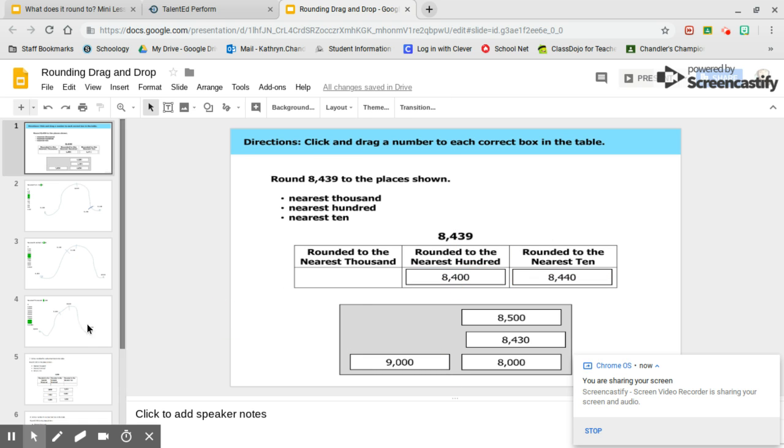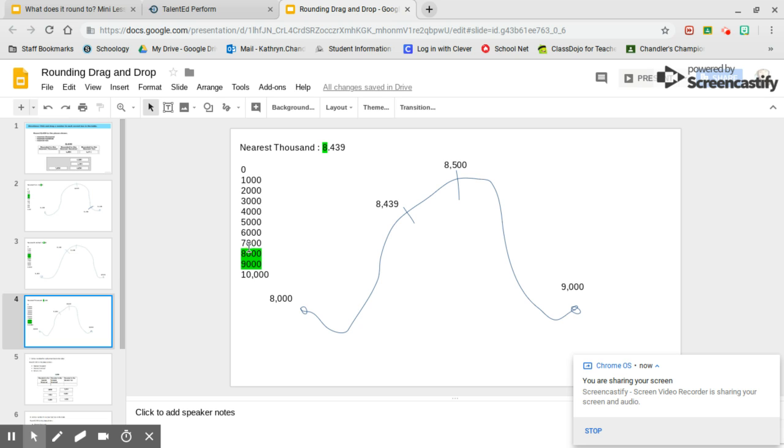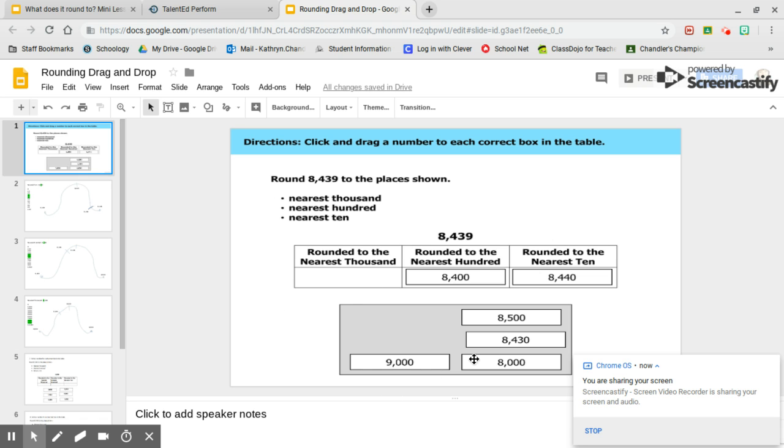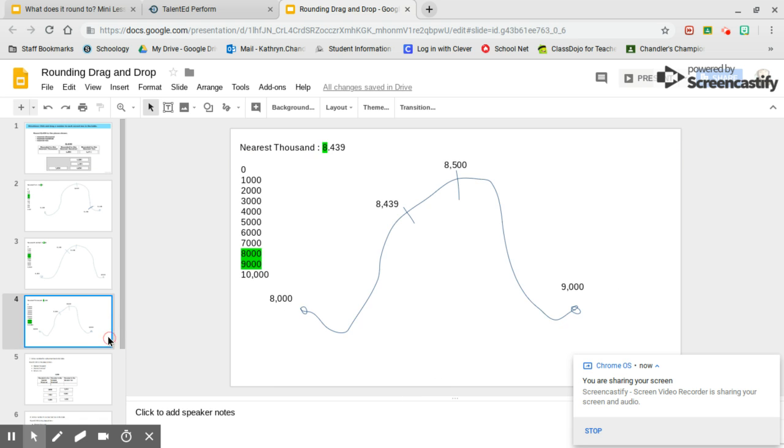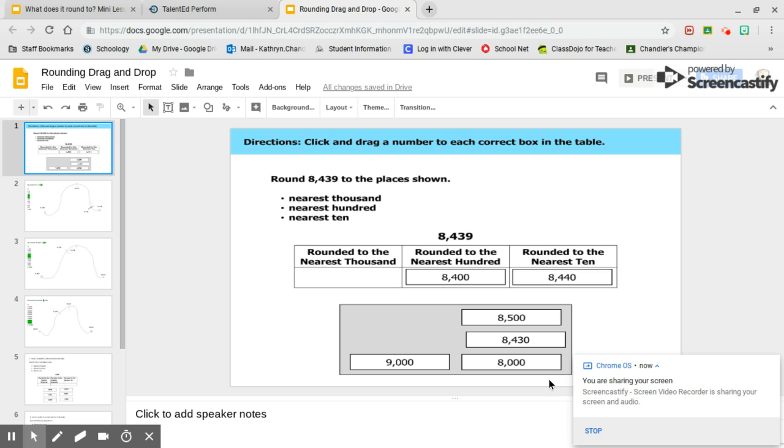Now to the nearest 1,000, on my third one, I know that 8,439 is in between 8,000 and 9,000. 8,500 is in the middle. And since 439 is less than 500, I know that that's going to be closest to 8,000. But again, you have 8,000, 9,000 here. You're not going to use both answers. Only use the correct answer. 8,000 is the correct answer here. 9,000 is not correct because 8,439 is really not close to 9,000. It's closer to 8,000. So I'm going to drag my 8,000 here, round to the nearest 1,000.